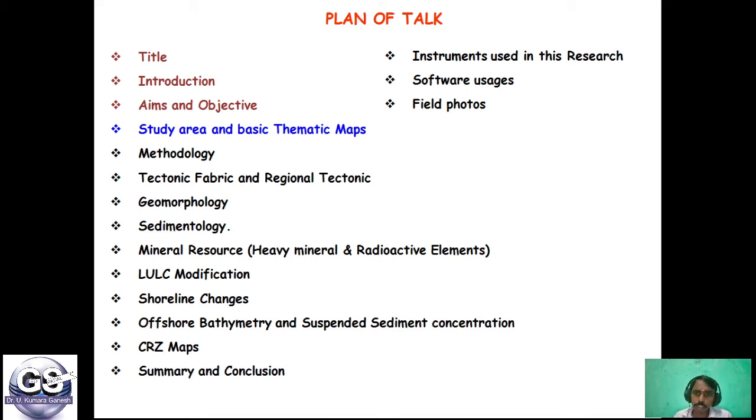And particularly in this video, we are going to discuss the study area chosen for the study analysis, in addition to the basic thematic maps which are prepared for the study area. Those things we plan to discuss in this particular video.